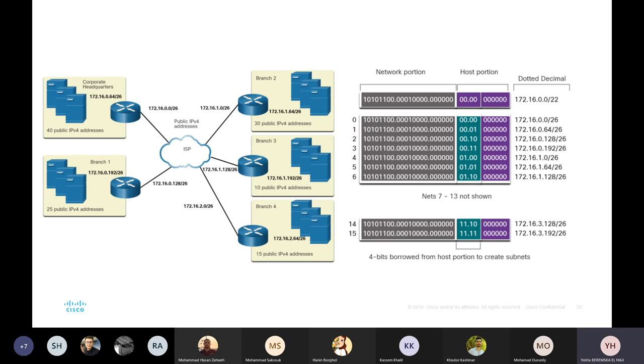Of course, we are going to use the first, let's say for the corporate headquarters, 172.16.0.64. This is the second subnet. The first one is for the network that connects the router to the ISP. The third, here we have branch 2, is 172.16.164, which is the 7. After that we have branch 3, 172.16.1.192. Actually, you can choose any subnet you want, but of course it must be documented, because not all of them will be used, and you have to know which subnet is used for which LAN.